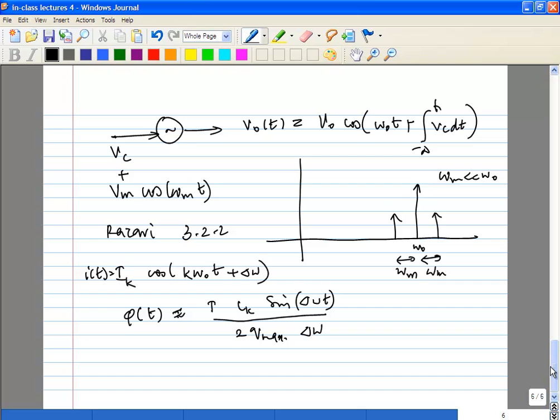Again, you will have to make some approximations, delta omega much smaller than omega naught and so on. So ik ck sin delta omega t by 2q max delta omega. Now, first of all, what does this mean? Even though you're injecting noise at m omega naught plus delta omega, you're actually going to see that noise appearing at delta omega from omega naught itself.